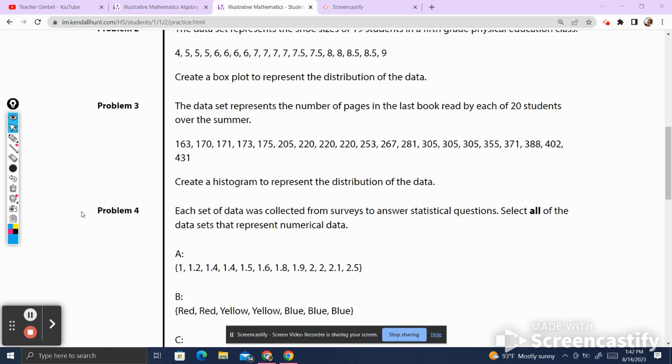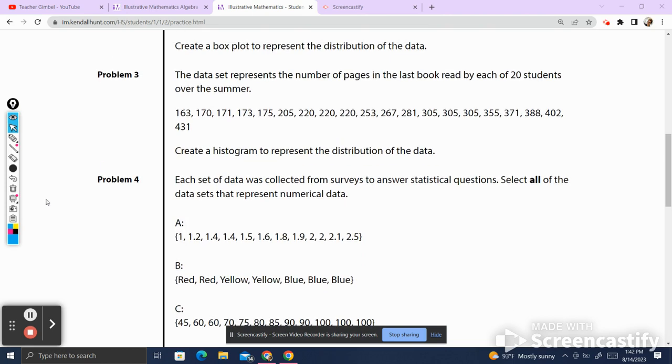Oh my goodness, there are a lot of graphs in this problem set. We got this. The data set below represents the number of pages in the last book read by each of 20 students over the summer. We have the set of data. Create a histogram to represent the distribution of the data.